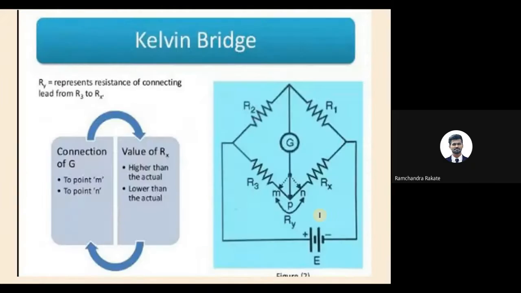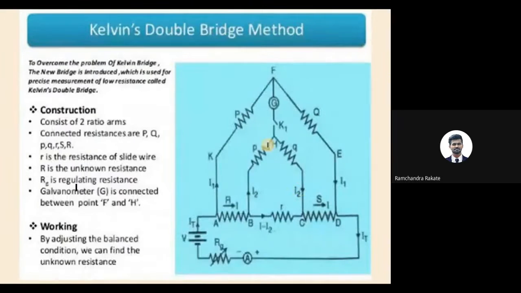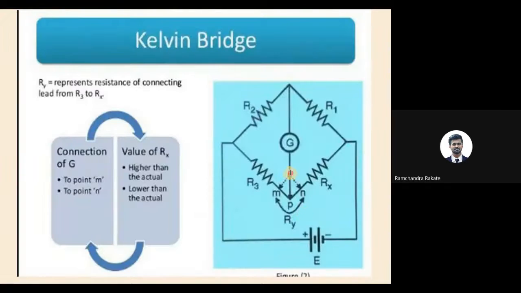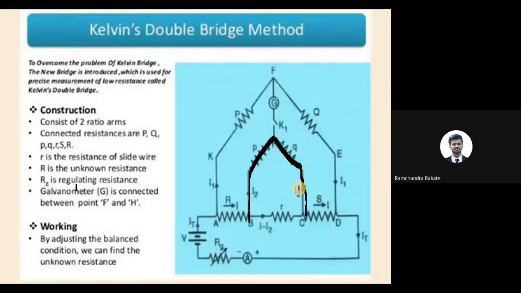Then you will say, sir, why P and Q? P and Q are nothing but the resistance of this connecting wire from galvanometer to M, and the resistance of this connecting wire from galvanometer to N. These are connecting wires, from galvanometer to point M and from galvanometer to point N. But being precise, we have considered their resistance here.